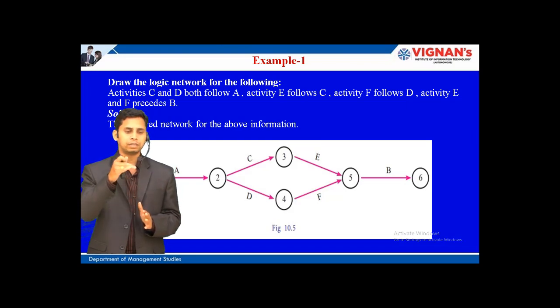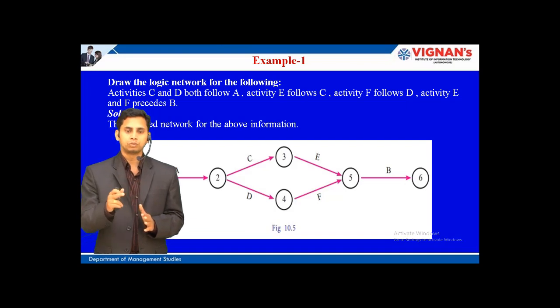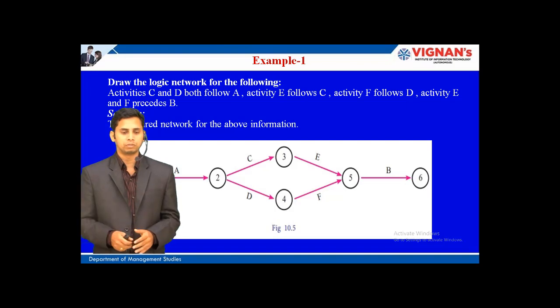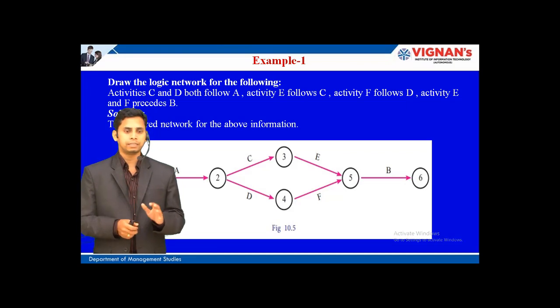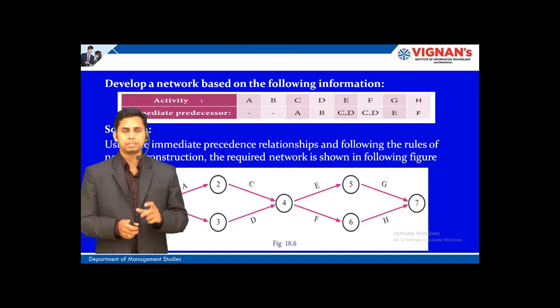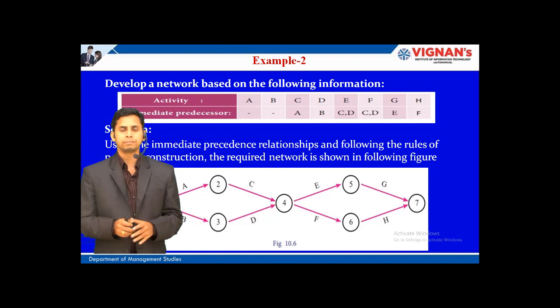Now we have given 2 to 3 and 2 to 4, and 3 to 5, 4 to 5, and 5 to 6. In this way we have given numbering for the various events that are involved in this particular network diagram. So I hope you have understood how to draw a basic network diagram using the data that is given.